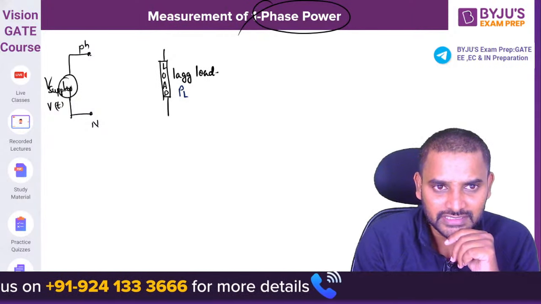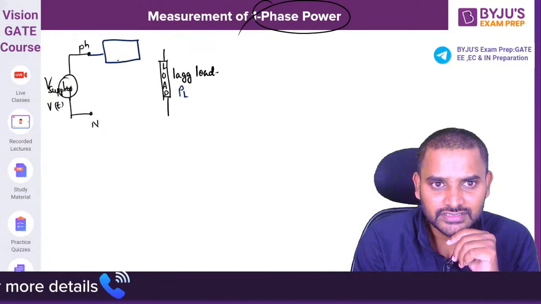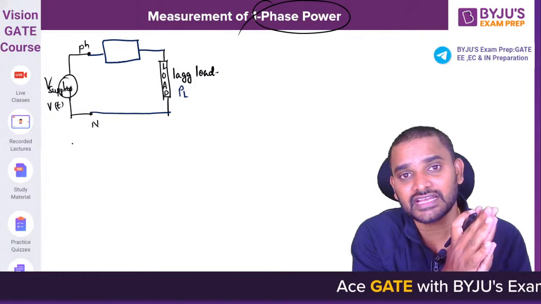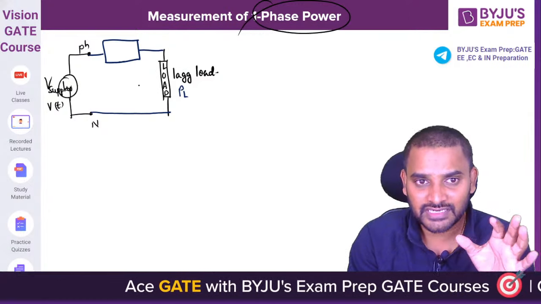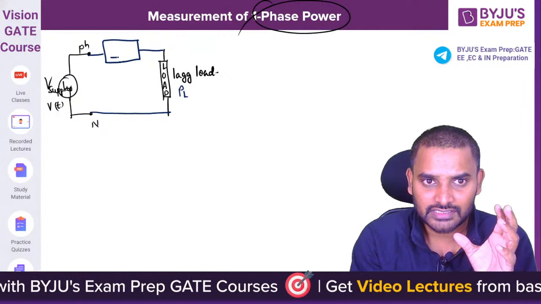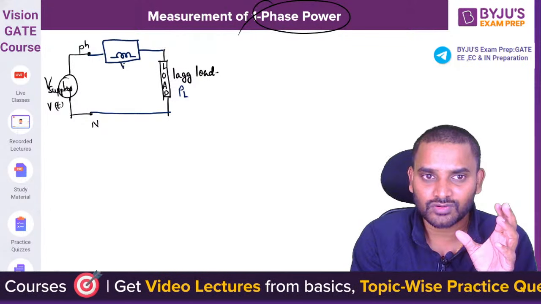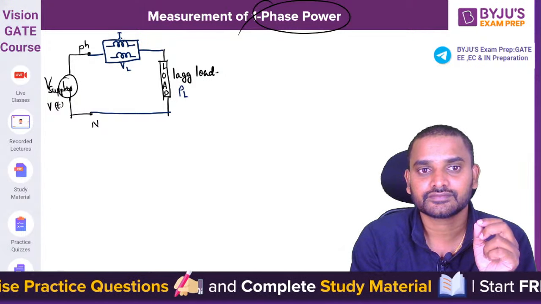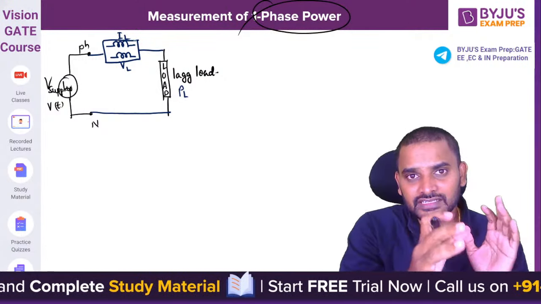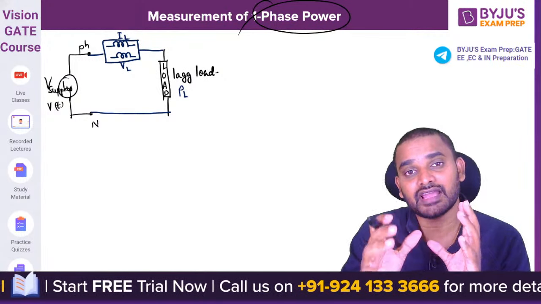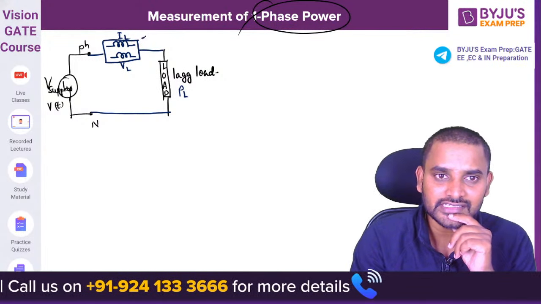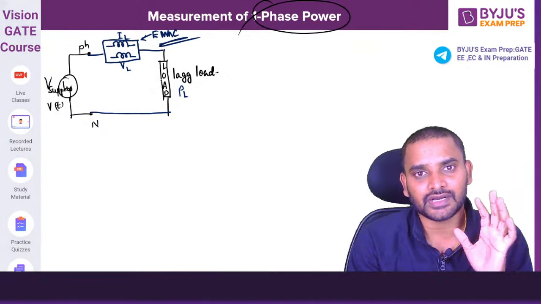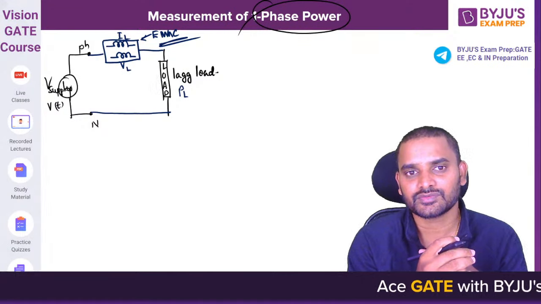So you need to place a meter such that it measures the power consumption by the load. What should this meter consist of? This meter should consist of a coil to measure the voltage, and this meter should also consist of a coil to measure the current. So that meter is basically an electromagnet moving coil instrument. This meter is going to measure the power.